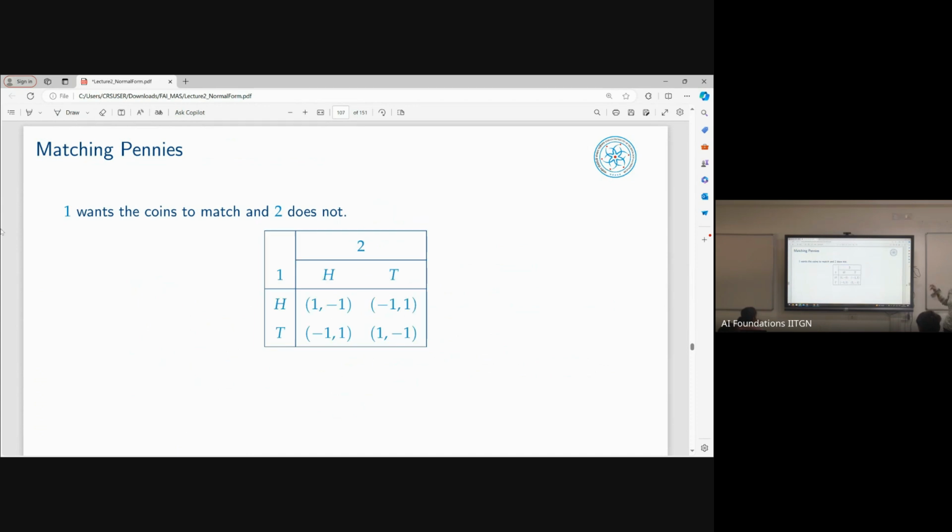So for that, the matrix looks like this. This is the static form representation. Both of them are playing simultaneously. Agent 1 has 2 actions. Let's stick to actions here. Either it could be a head for its coin, or it could be a tail for its coin, and similarly for the other agent. If both are heads, then player 1 is getting a benefit of 1, and player 2 is getting a utility of minus 1, and so on. So this is the game of matching pennies.